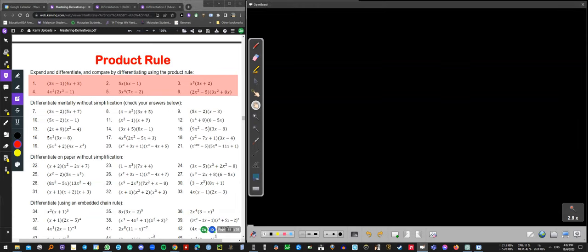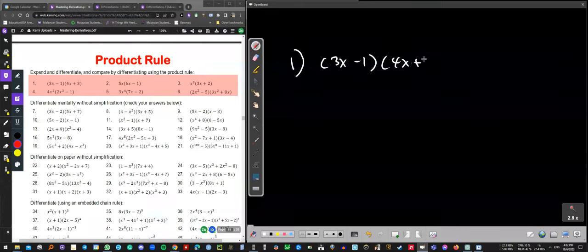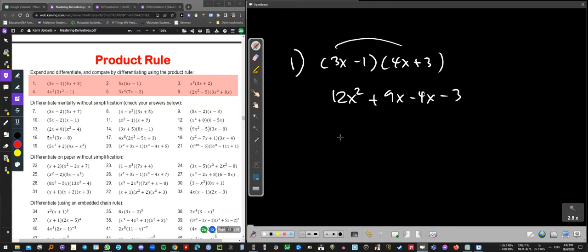Yes. What about if I expand first, can or not? Like question number 1. So I have 3x minus 1 and then 4x plus 3. Is it wrong for me to expand first? 12x squared plus 9x minus 4x minus 3. 12x squared plus 5x minus 3. Then I just apply differentiation here. Is it wrong?